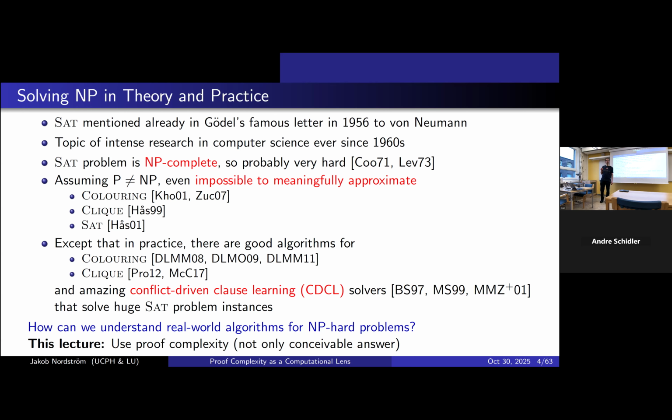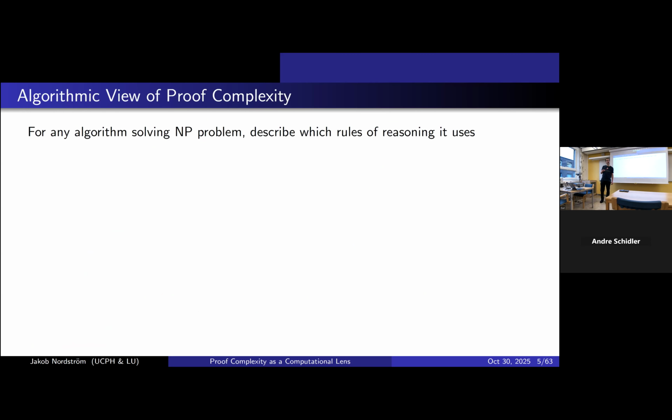And what is going to be the focus of this lecture is we'll try to use tools from proof complexity to shed light on these types of questions. To be clear, this is not the only way in which you could try to analyze this type of algorithms, but this is what we're going to do today.